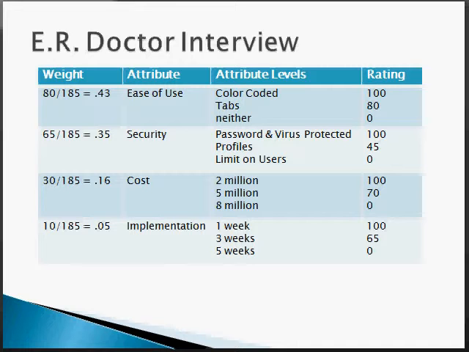He said that he would like implementations of the system to be fast, but it was not of the utmost importance. We then ranked the qualities that were important to him from greatest importance to least. They were ease of use, security, cost, and implementation. We calculated the weight the same as with the neurosurgeon.